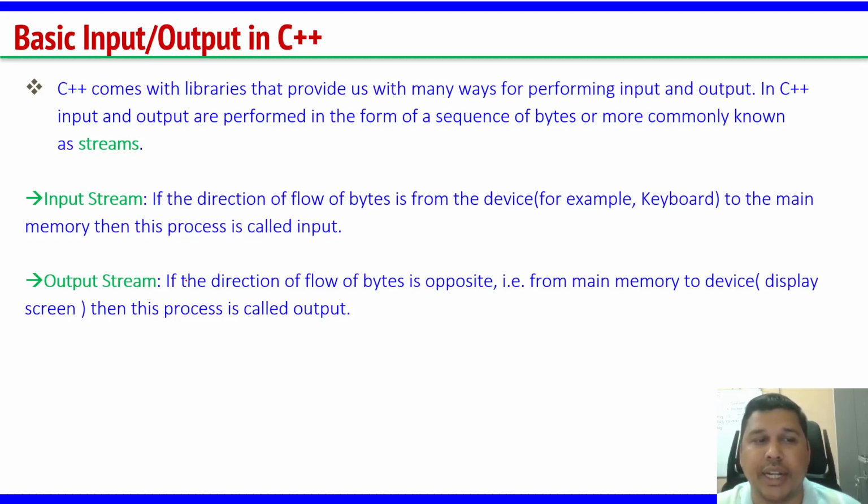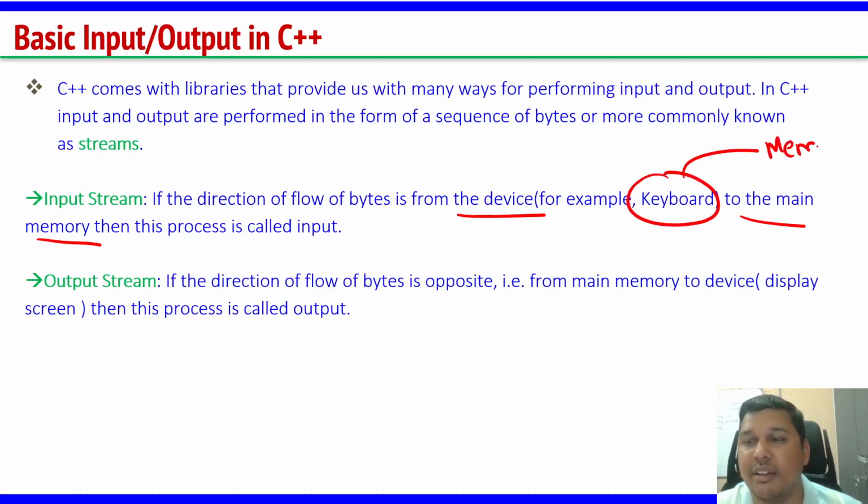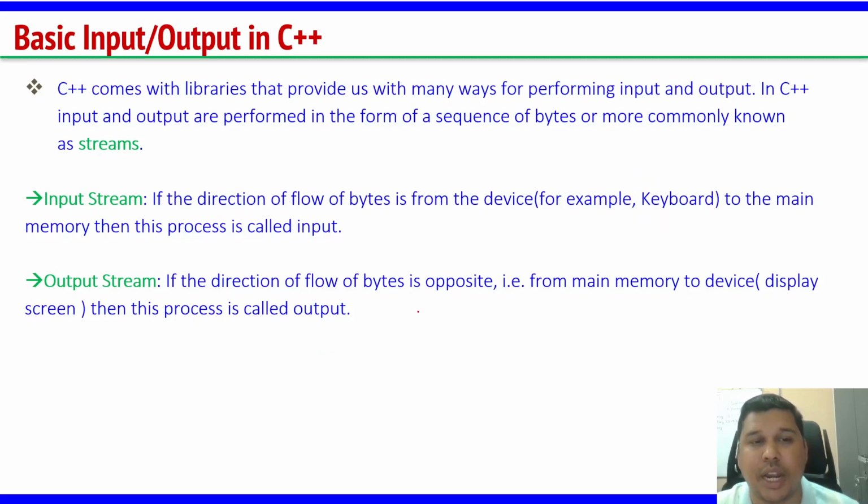So we have two different streams, input and output. If the direction of flow of bytes is from the device to the main memory, then it is called input. From keyboard to memory, that is the input stream. And if the direction is reverse, from main memory to a device like a display device, this is called output. Okay, so we have two different streams, input and output.